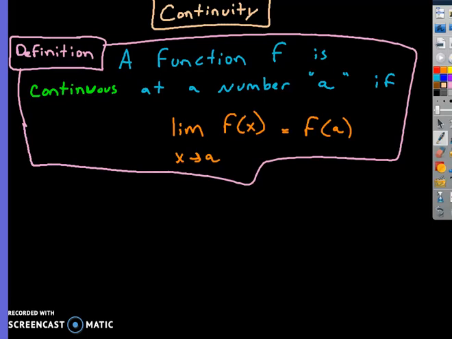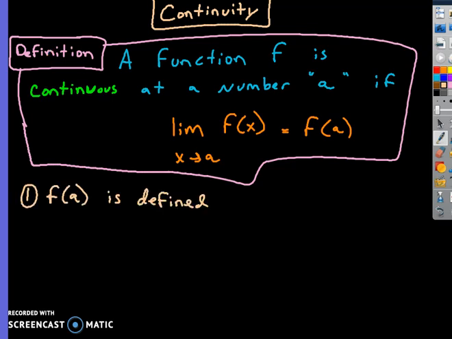Alright, so this video is about continuity. The first thing is the definition of continuity. So this is the formal definition of continuity. A function f is continuous at a number a if the limit of the function as x approaches a equals f of a. Notice that the definition implicitly requires three things if f is continuous at a.